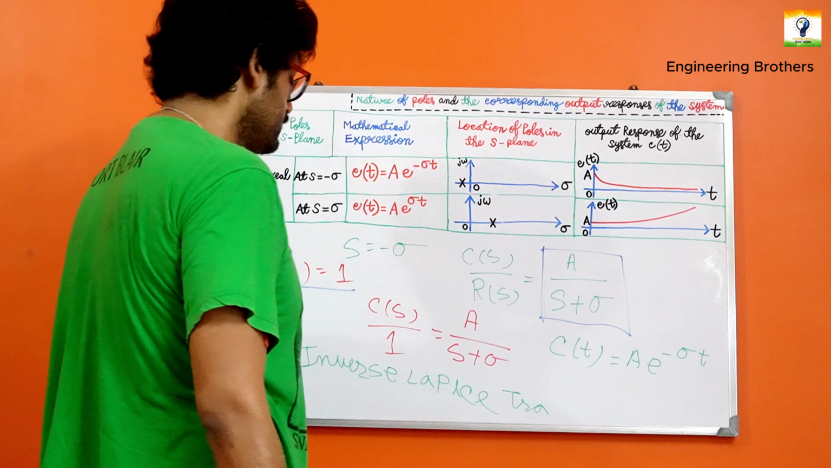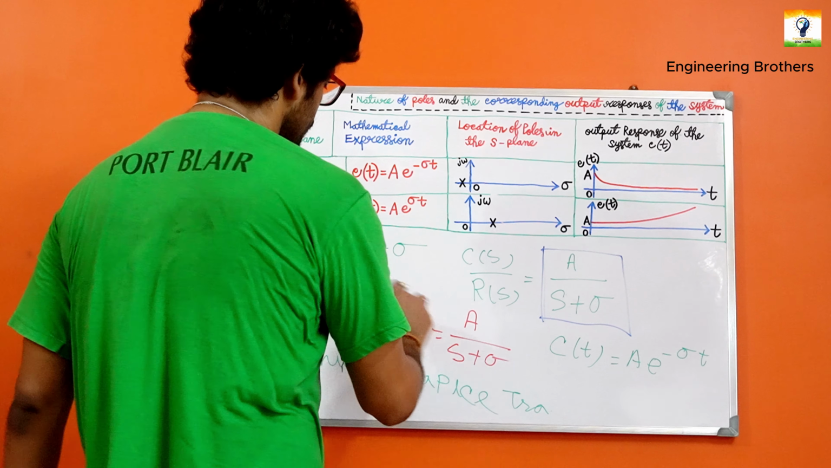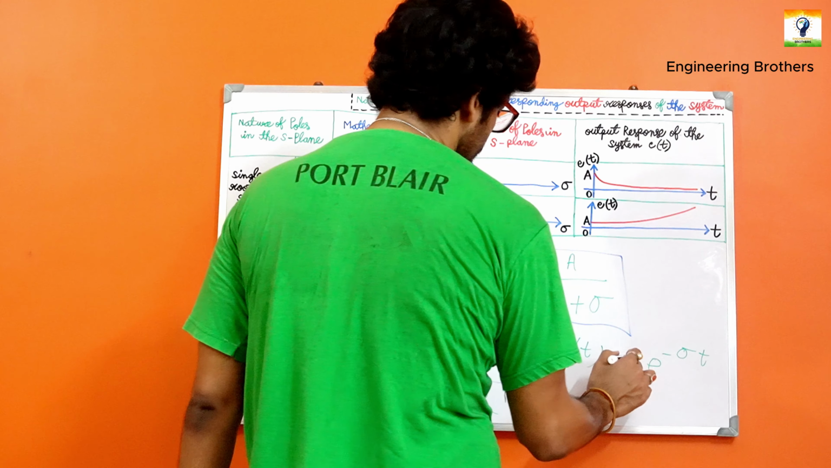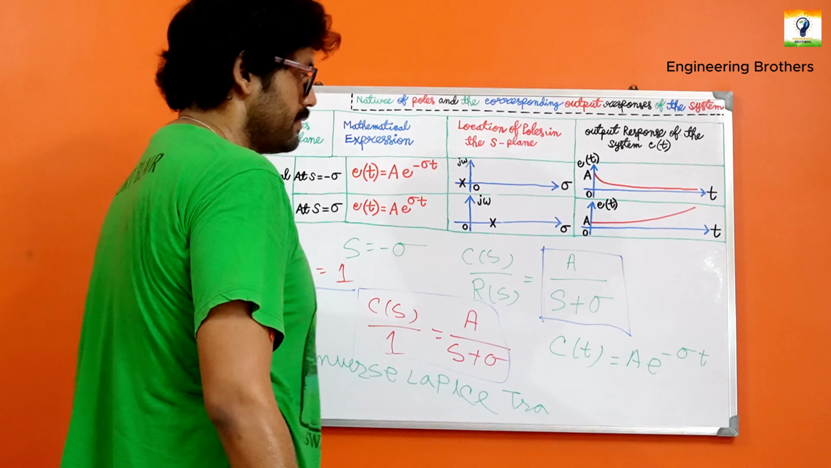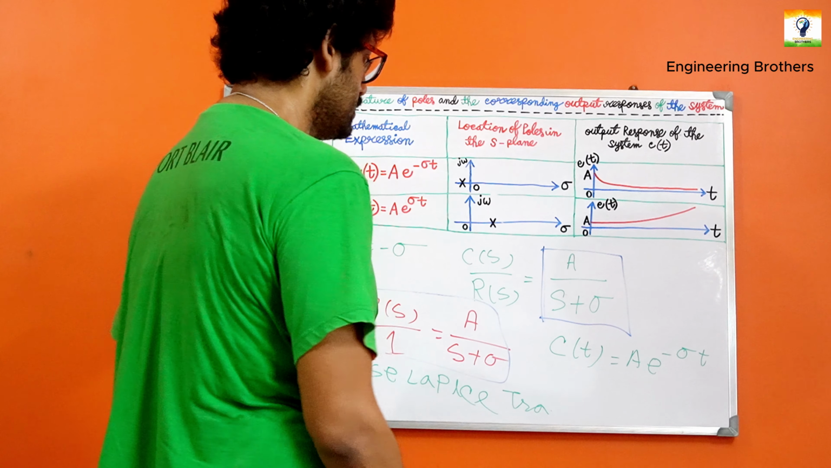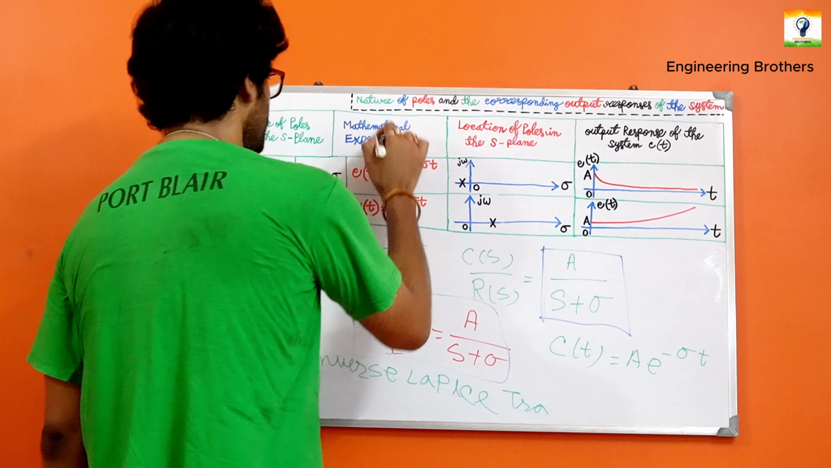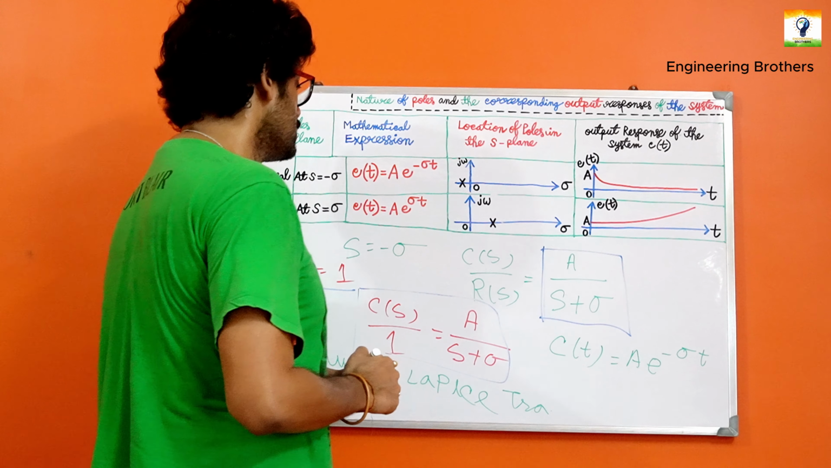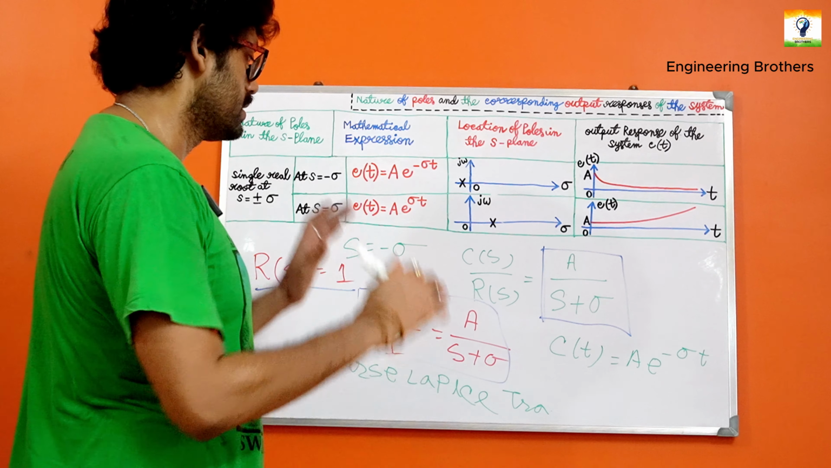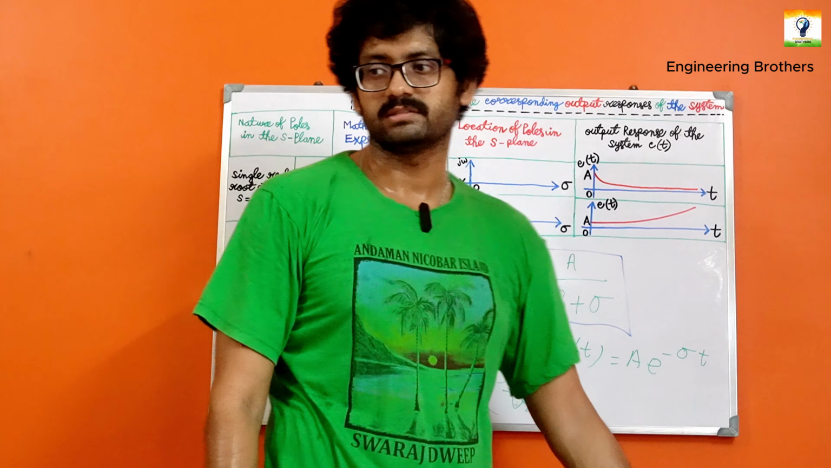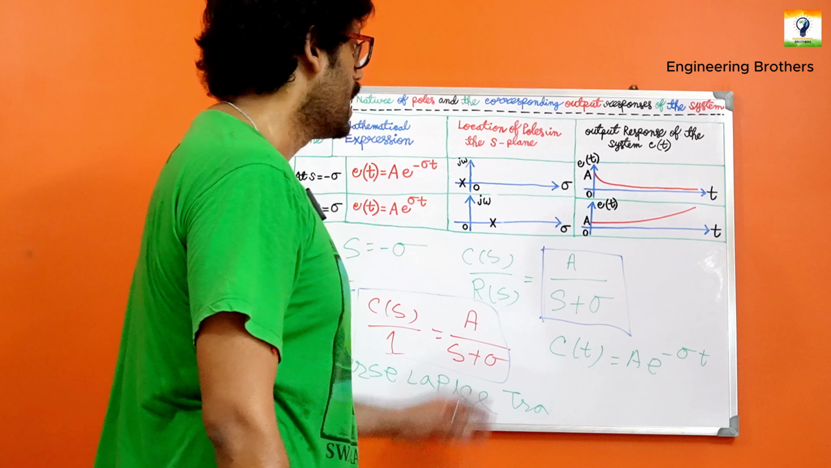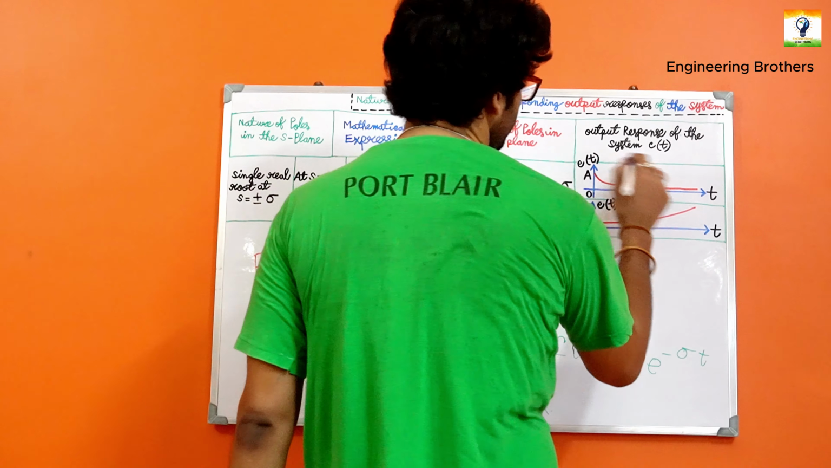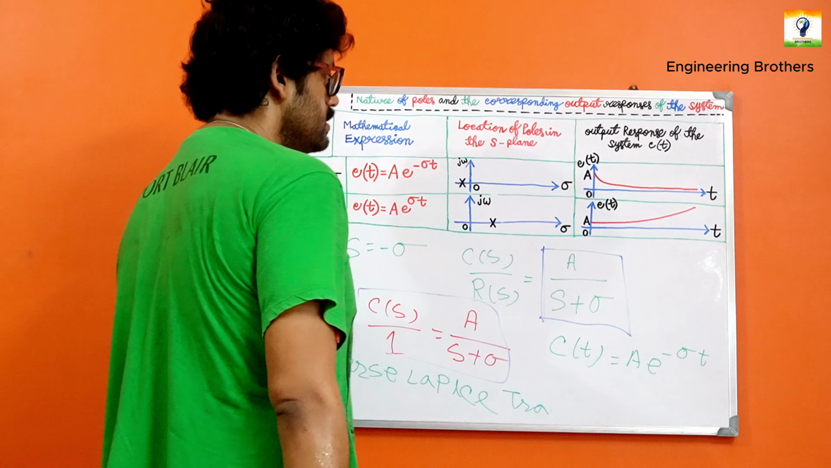Now in our next stage, if we apply the inverse Laplace transform on this equation, we have c(t), which gives us A e to the power minus sigma t, and this is our final mathematical expression. But the mathematical expression is not so important here; the most important part in this class is how we define the much needed output c(t) versus time.